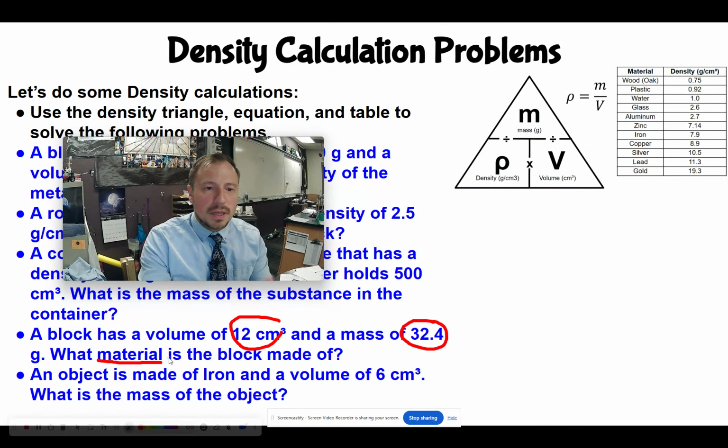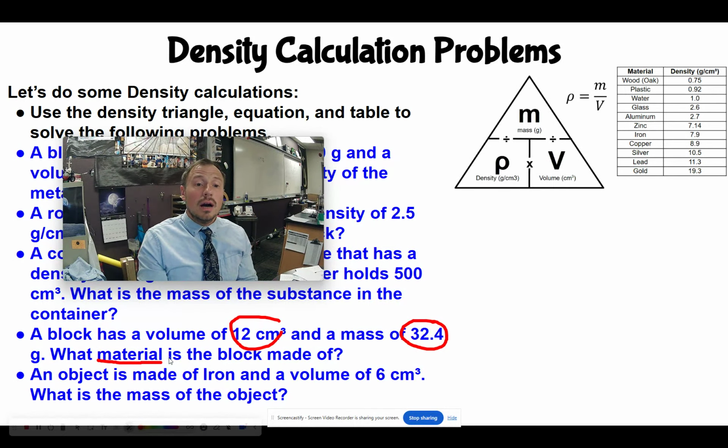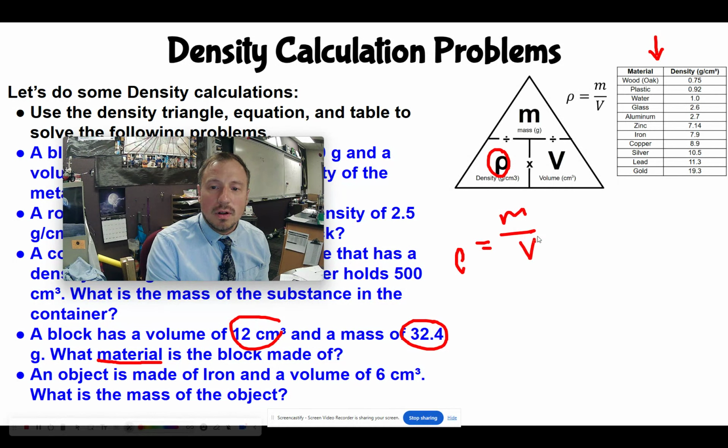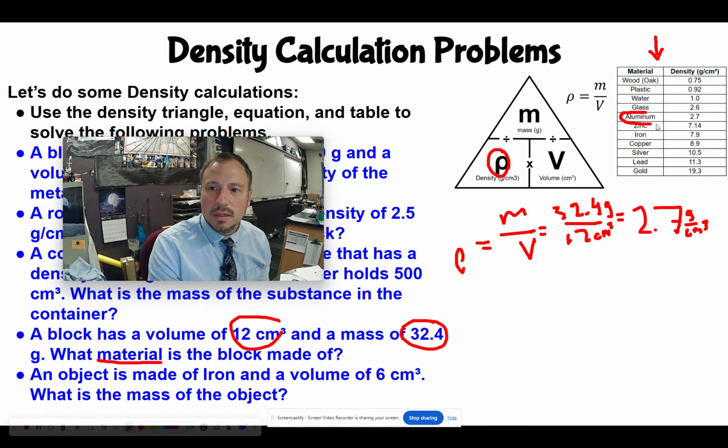I don't know the material just by looking at this, but if I can calculate the density, I can look up what material it is in a chart over here. So you can see that there's a chart right there that I can look that up. So in this one, I'm looking for the density. Density equals mass divided by volume. That's going to be 32.4 grams divided by 12 centimeters cubed. Oh, I forgot to put grams there, right? When you divide that out, you are going to get 2.7 grams per centimeter cubed. So if I look up here, that is going to be aluminum. So I know that it's made out of aluminum.